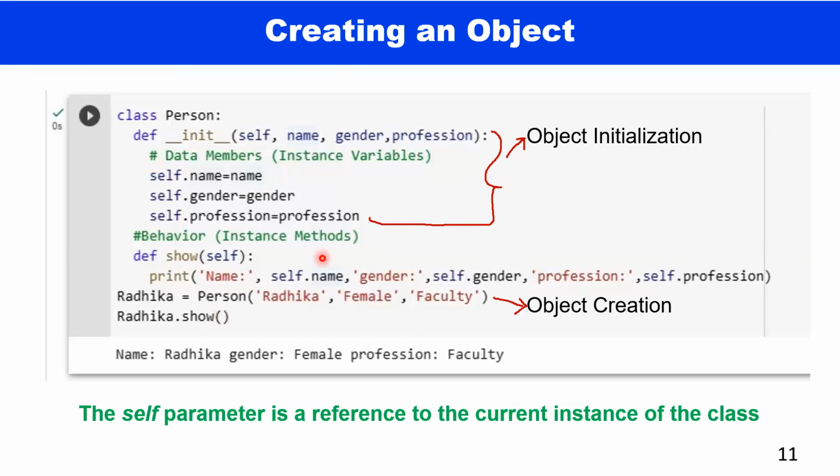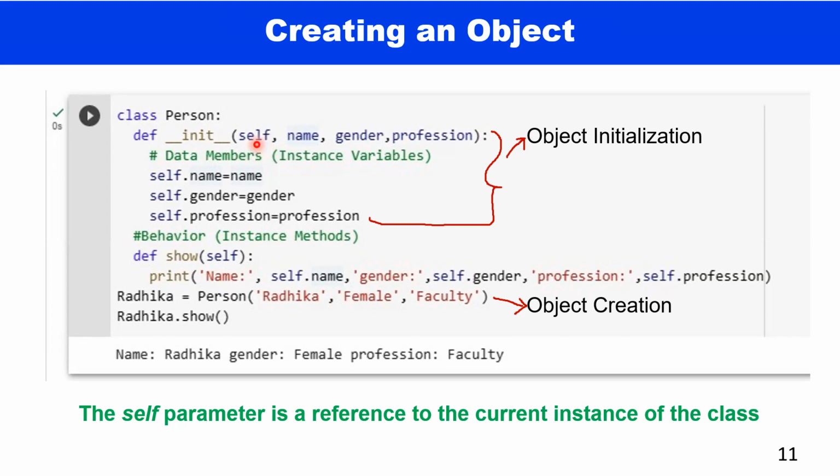For that, let us take a sample program where we are defining a class called person. Here we are using the init method, which is the method used for initializing the object, which is called the constructor. Always remember, any method including the constructor should have its first argument as self.